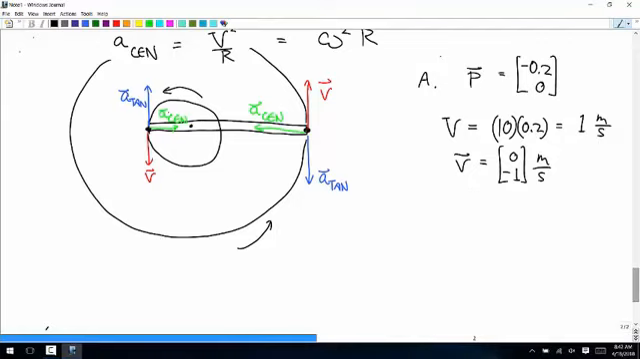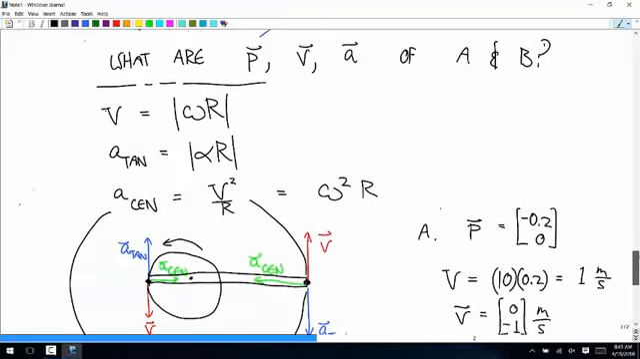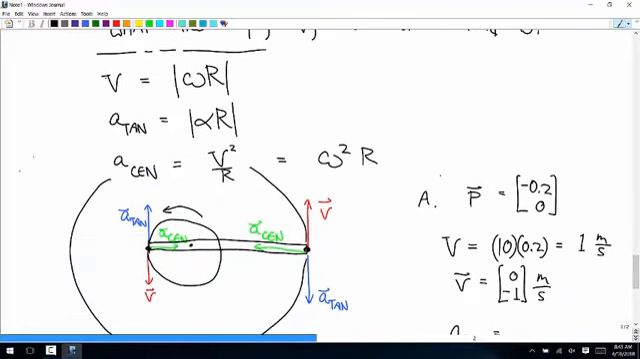The tangential acceleration is in the positive y direction, and the magnitude is the magnitude of alpha times 0.2. What? Oh, 0.2. That's weird.